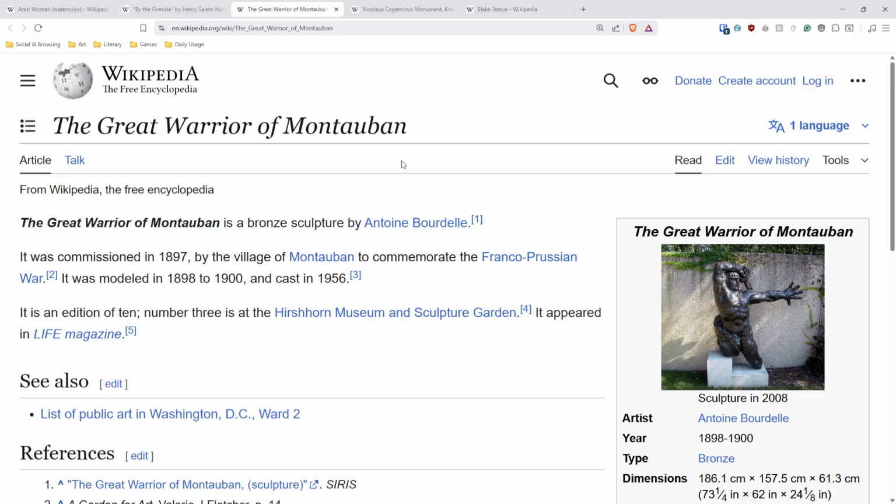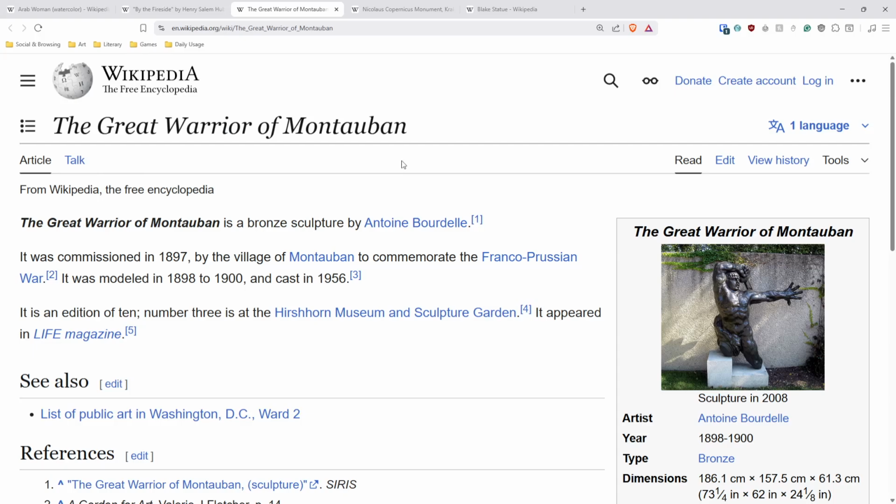The Great Warrior of Montauban, or Montauban, not sure, is a bronze sculpture by Antoine Bardel. It was commissioned in 1897 by the village of Montauban, I don't know what to call it, to commemorate the Franco-Prussian War. It was modeled in 1898 to 1900 and cast in 1956.